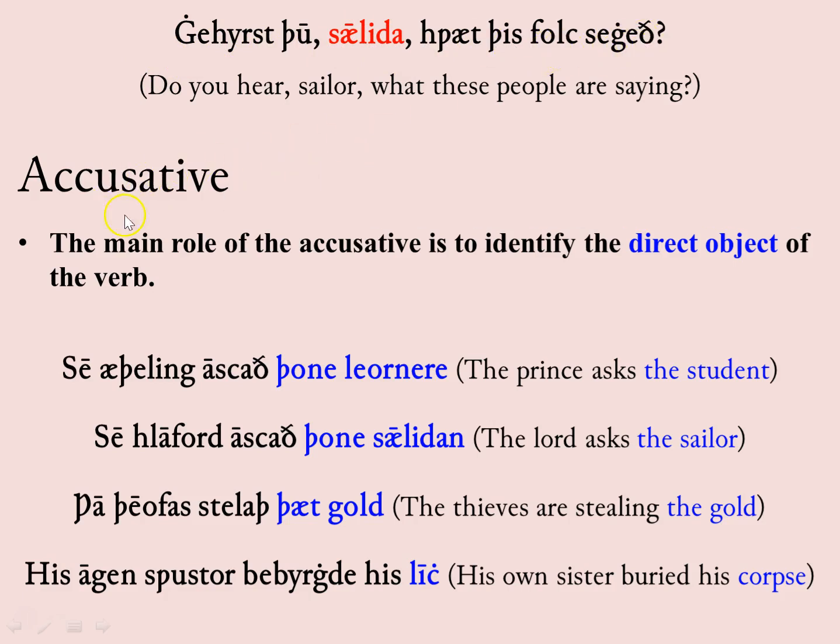Now the accusative case. The main role of the accusative is to identify the direct object of the verb. Se æþeling ascaþ þone leorningcniht. The prince asks the student. So the prince, here in the nominative, the verb asketh. The prince asks the student. And here, the object, the direct object, connected with the action of the verb asketh, is in the accusative. So if you look up that spelling there, both words there you'll find are in the accusative.